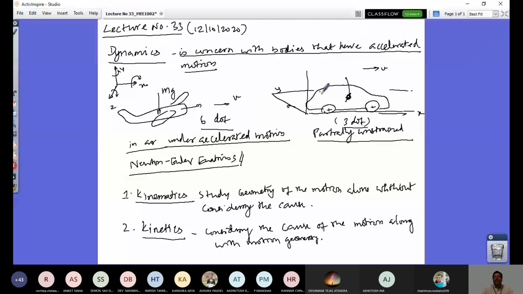But for the design aspect, if I am not considering the cause, and the geometry alone is sufficient, then I have an advantage of simplifying my dynamics problem. What is that advantage of simplifying my dynamics problem? If I am concerned only with the path of the motion, not an individual part of the motion.